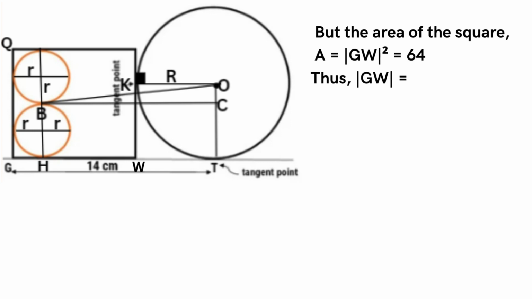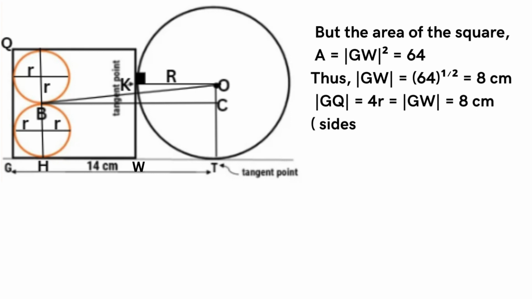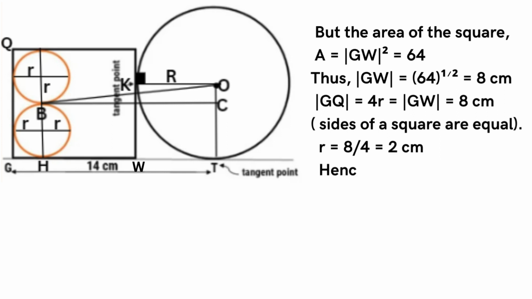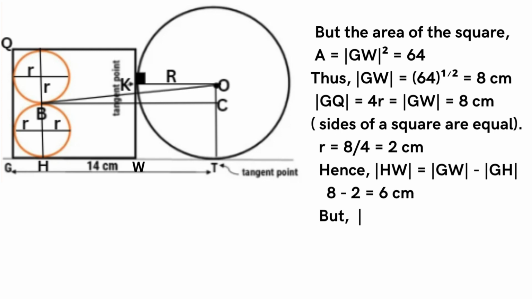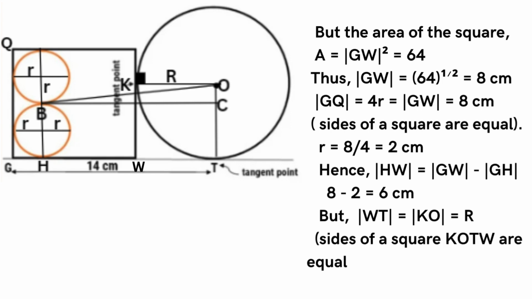But the area of the square equals the square of one of its side lengths, GW, which equals 64 square centimeters. Take the square root of the equation to give GW equals 8 centimeters. The product of 4 and the radius r of the congruent circle equals 8 centimeters. Divide the equation by 4 to give that r equals 2 centimeters.